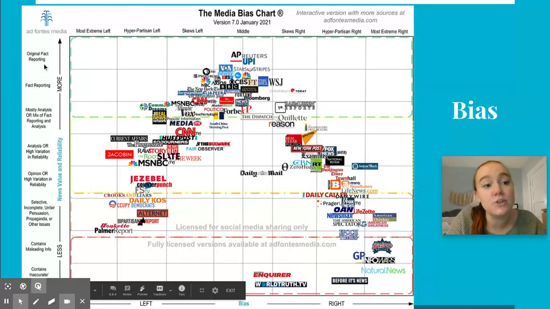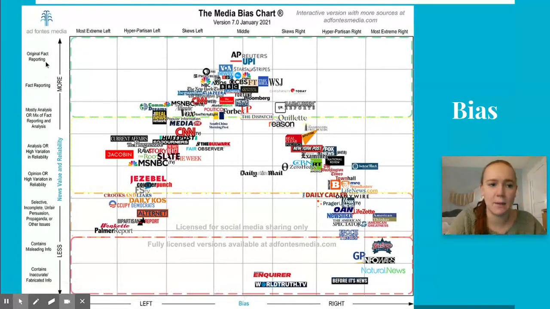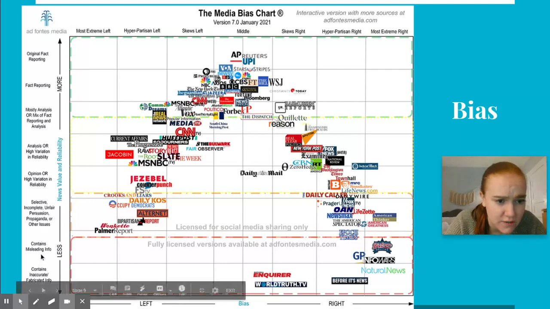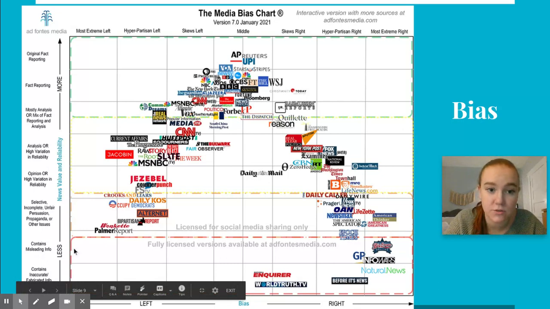So it says original fact reporting, that's the best of the best at the top. Then fact reporting, mostly analysis or a mix of fact reporting and analysis, or high variation in reliability, which means they're not very reliable. Opinion or high variation in reliability. Selective, incomplete, unfair, persuasion, propaganda, or other issues, and then contains misleading info. So this is an issue of it being biased because it's misleading people. And down here, contains completely inaccurate or fabricated info, so like false. So this chart shows where all these news stations sit.